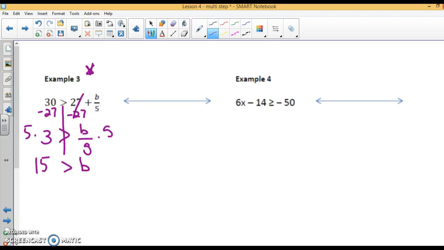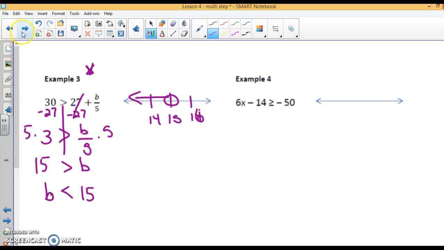You do not want to try and graph it that way. So we switch this. B and 15. You always want your variable on the left at the end. Now look, pointy side is towards the b, so when I transpose the entire thing, the pointy side is towards the b. So my answer is b is less than 15. So, graph it. Open circle, because it's less than, to the left.